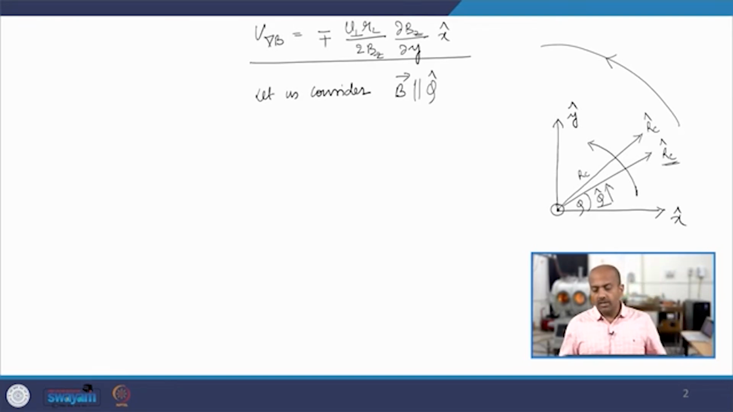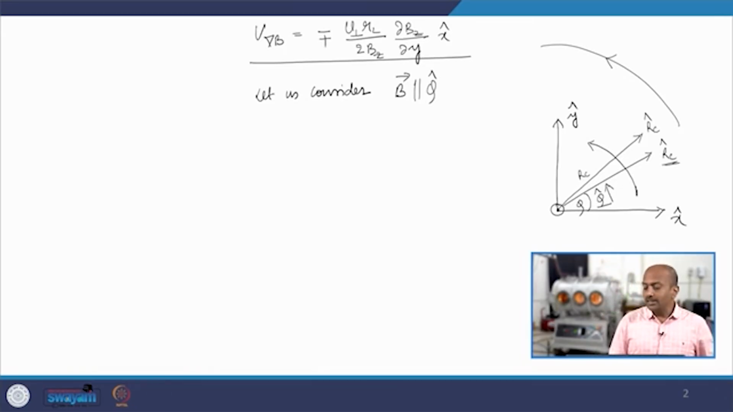Now, the configuration that we have taken is that the magnetic field is parallel to the phi cap. What is phi cap? Phi cap denotes the direction in which the angle phi is increasing, and what is angle phi? Angle phi is measured in a counterclockwise direction away from the x cap. So, this is the geometry that you have taken, right. So, the magnetic field line is parallel to the phi cap, and the angle is measured away from the x axis and towards the y axis, right.